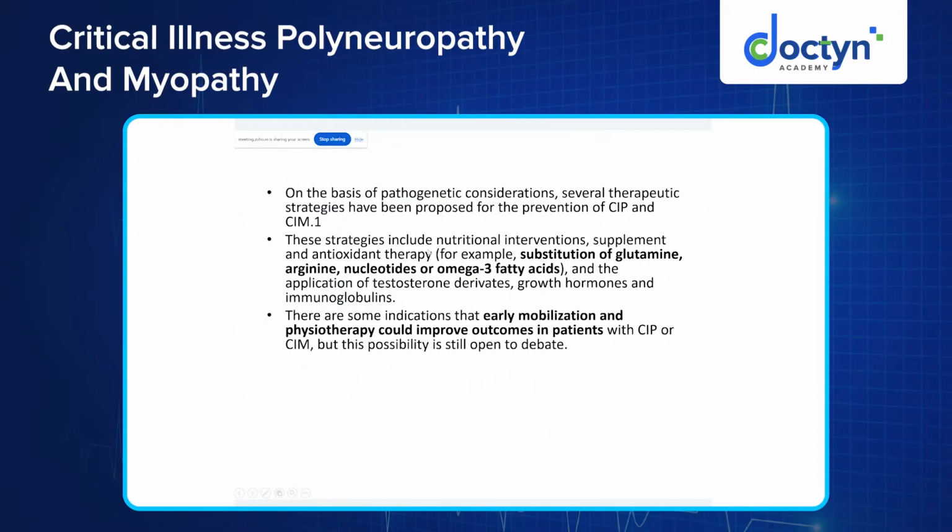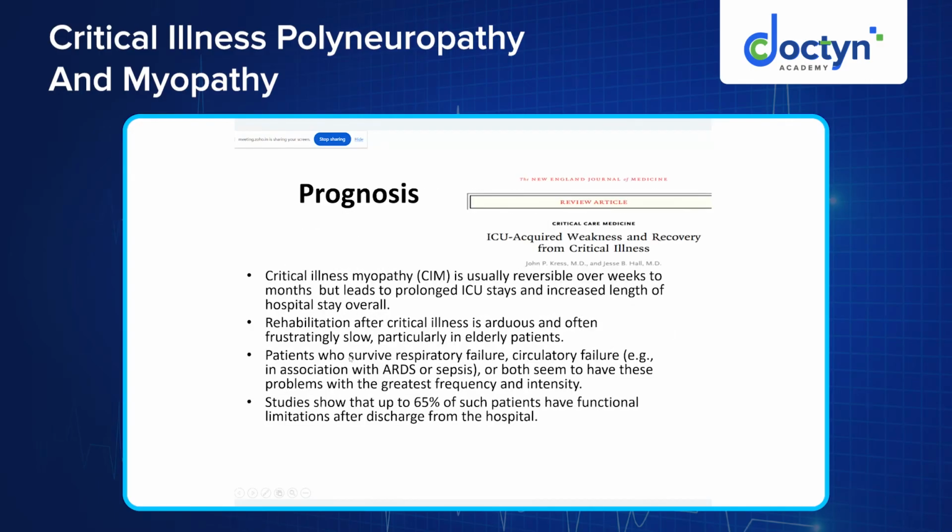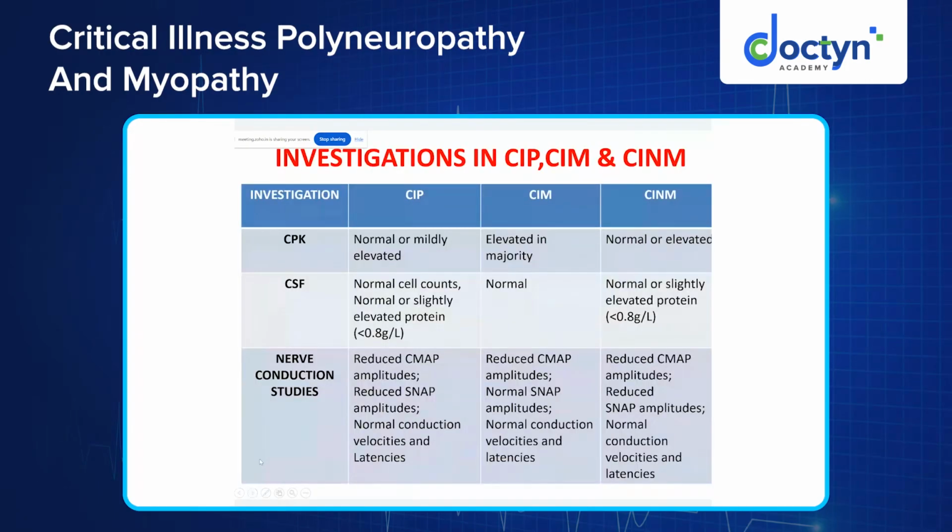So strategies like nutritional intervention, supplementation with arginine, omega-3 fatty acids, early mobilization, and physiotherapy could improve outcomes in patients with CIP and CIM. But again, there is a long list of possibilities and open debates, which are always there. So CIM is usually reversible over weeks and months. Rehabilitation is important. Patients who survive respiratory circulatory failure have the greatest frequency and intensity, up to 65% functional limitations when being discharged from the hospital.